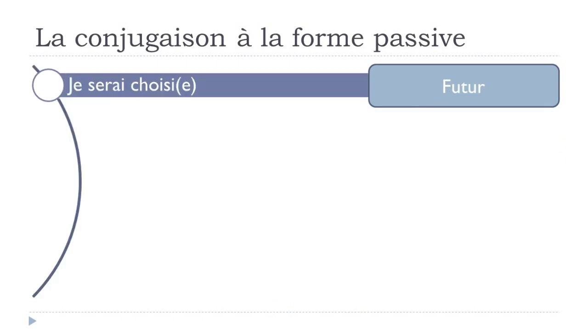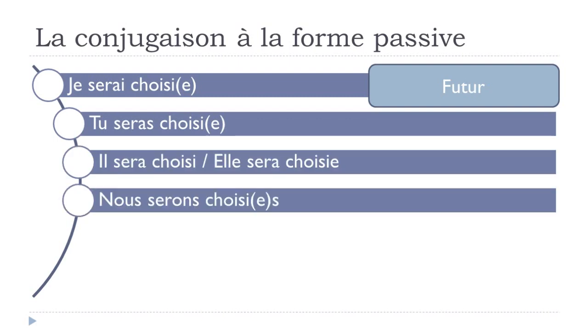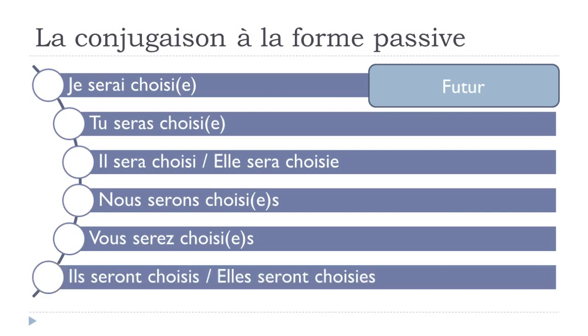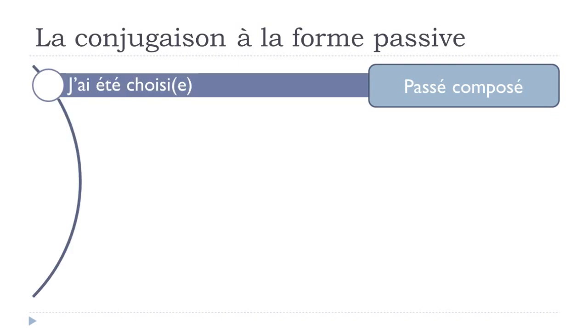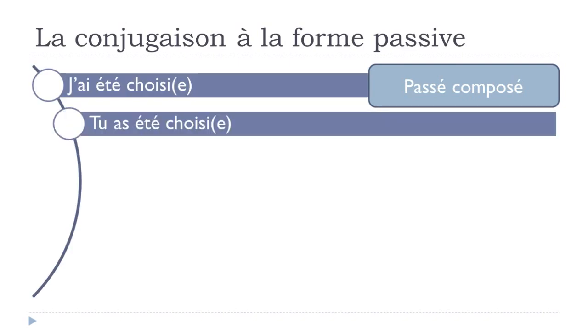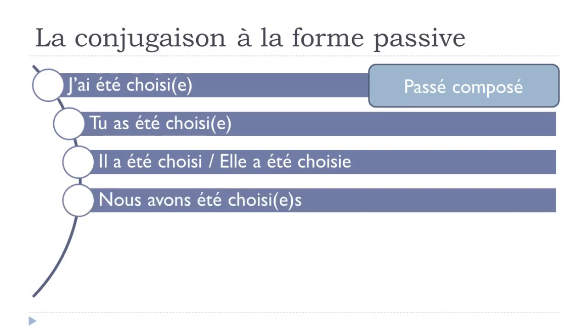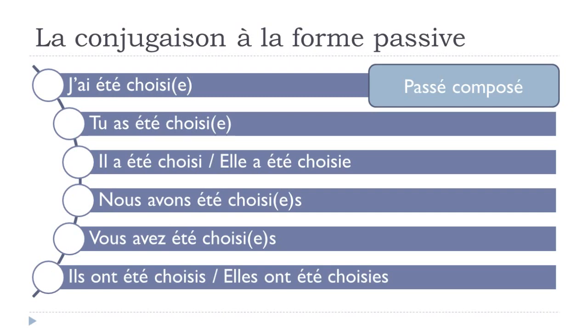Je serai choisi, tu seras choisi, il sera choisi, elle sera choisie, nous serons choisis, vous serez choisis, ils seront choisis, elles seront choisies. Okay? Let's see the passé composé form. J'ai été choisi, tu as été choisi, il a été choisi, elle a été choisie, nous avons été choisis, vous avez été choisis, ils ont été choisis, elles ont été choisies.